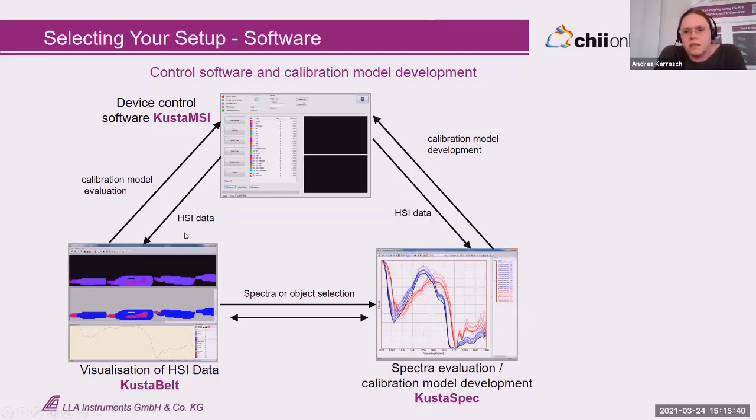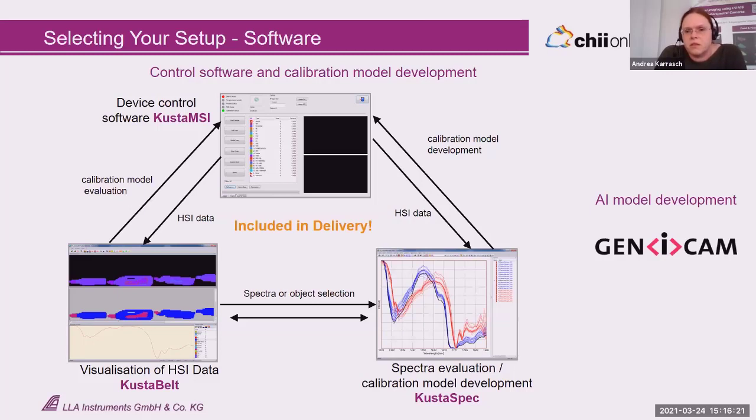You can go more or less the classic approach using a classic chemometric calibration model development software suite. In the case of hyperspectral imaging data, you will need both a spectral evaluation tool as well as a visualization tool for the hyperspectral imaging data to be able to select objects, to check the object-related calibration models, and so on. If you're more familiar with the machine vision world and you have your own algorithms and your own software suite, then you should check if a uniform data transfer is possible, like, for example, using a GenICam interface.